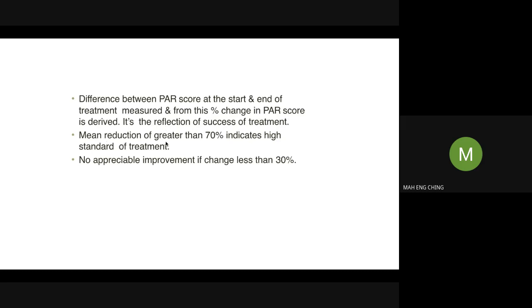A mean reduction of greater than 70% indicates a high standard of treatment or successful treatment. No appreciable improvement if the change is less than 30%. So let's say, for example, the patient scores 100 before treatment. Then after the treatment, the score may be 20. So that's 80% improvement. That's considered high standard treatment or successful treatment. But let's say you score 100 at the beginning, and at the end of treatment you score 80 or 70, which is a change of less than 30%, then that is considered a poor treatment or failed treatment.